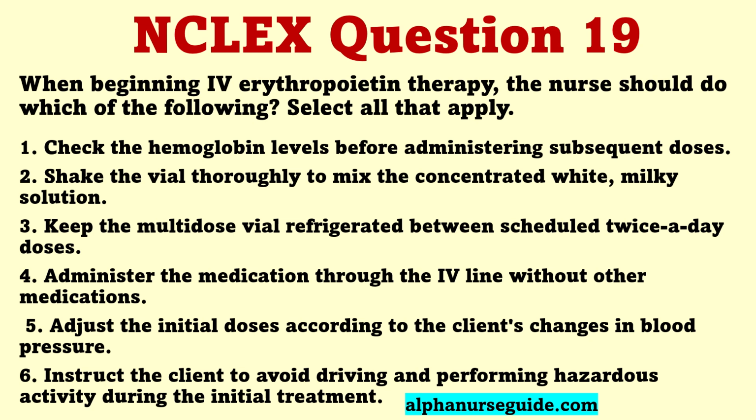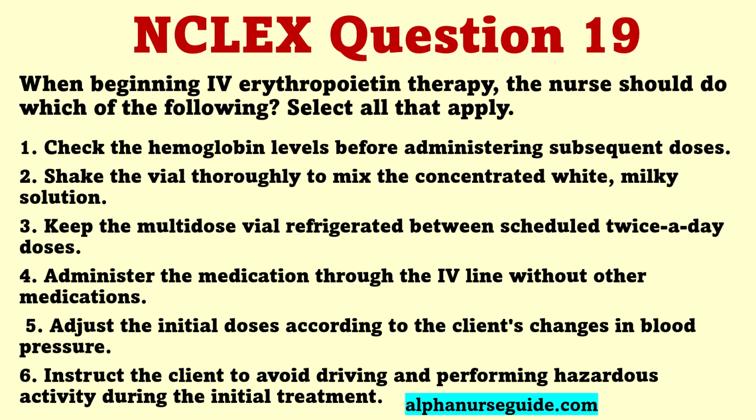When beginning IV erythropoietin therapy, the nurse should do which of the following? Select all that apply. 1. Check the hemoglobin levels before administering subsequent doses. 2. Shake the vial thoroughly to mix the concentrated white, milky solution. 3. Keep the multi-dose vial refrigerated between scheduled twice-a-day doses. 4. Administer medication through the IV line without other medications. 5. Adjust the initial doses according to the client's changes in blood pressure. 6. Instruct the client to avoid driving and performing hazardous activity during the initial treatment.